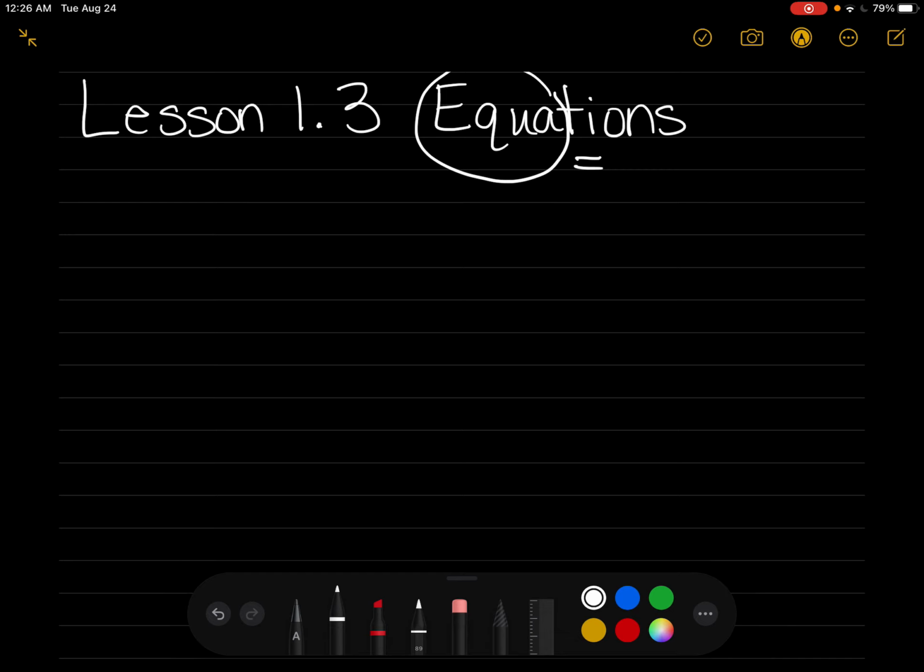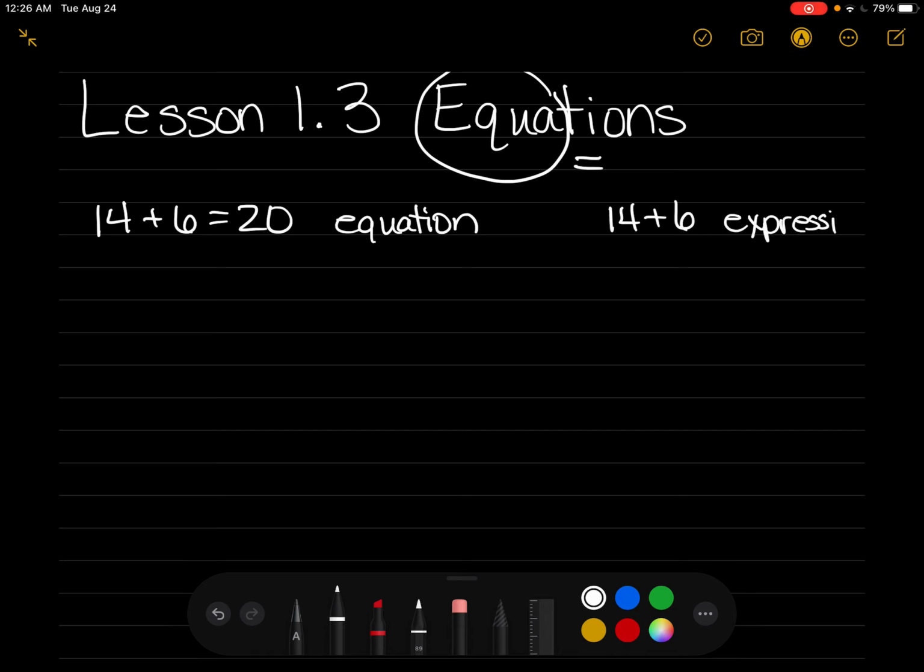Okay, so let me show you one. If I have 14 plus 6 equals 20, this is an equation because it has an equal sign. Okay, if I just had 14 plus 6, then that is an expression. And you will need to know the difference in these two in pre-algebra and algebra.